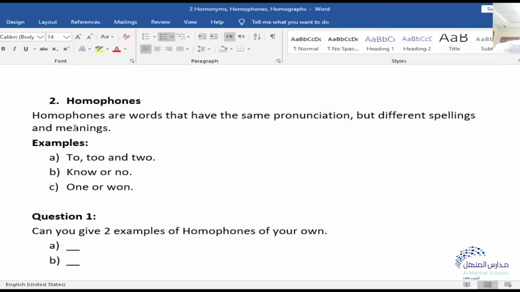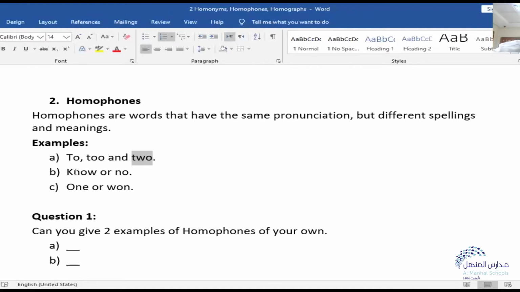Homophones are words that have the same pronunciation but different spellings and different meanings. So you say them the same, but they mean something completely different, right? So let's look at some examples that are going to help us to understand. Two, to, and the number two, right? All mean completely something different, all different but pronounced the same.